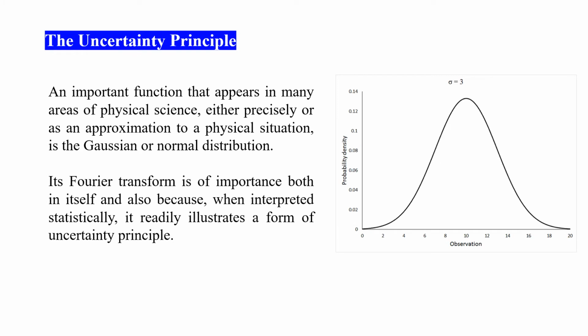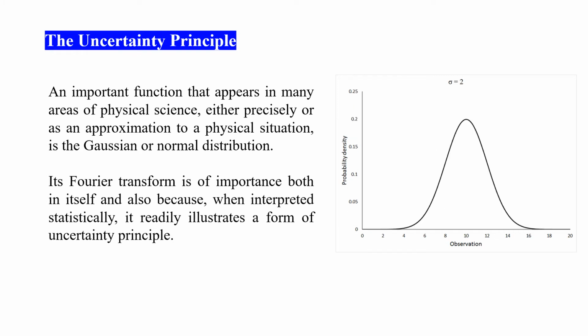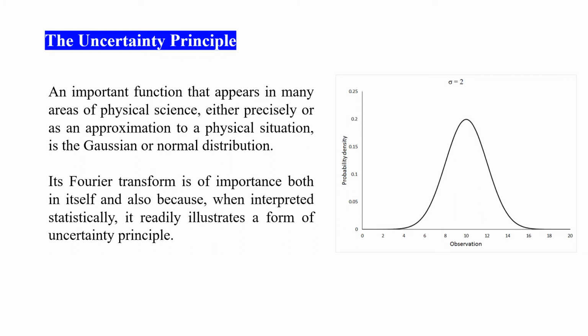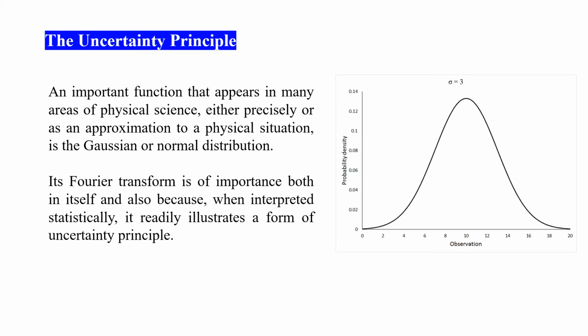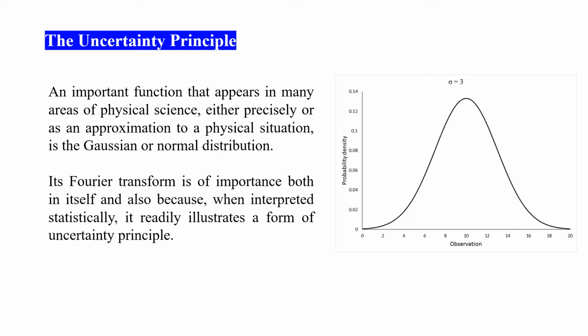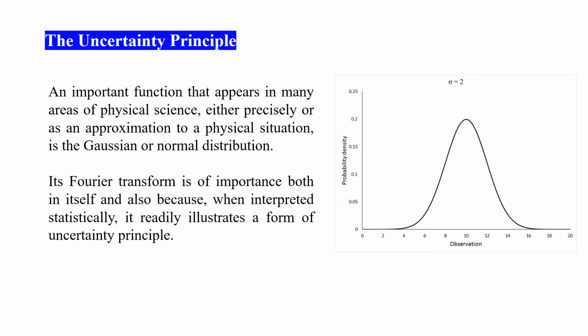An important function that appears in many areas of physical science, either precisely or as an approximation to a physical situation, is the Gaussian or your normal distribution. I hope that you have already encountered this one in your previous statistics and probability classes. Its Fourier transform is of importance both in itself and also because, when interpreted statistically, it readily illustrates a form of your uncertainty principle, and your uncertainty principle is commonly applied in your quantum mechanics.